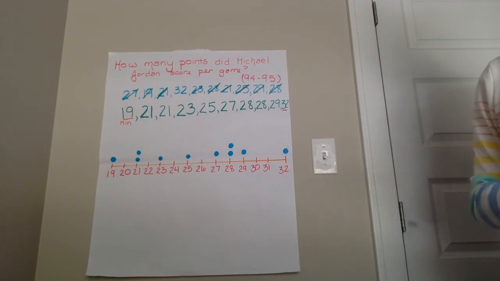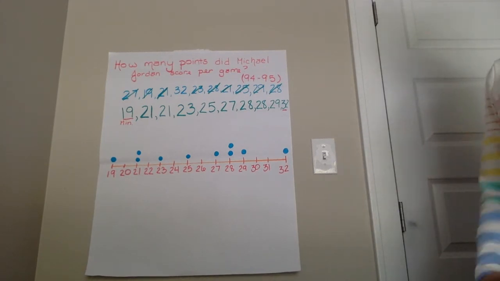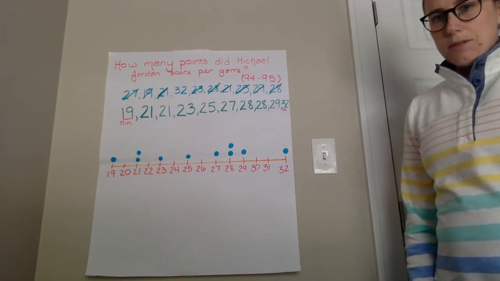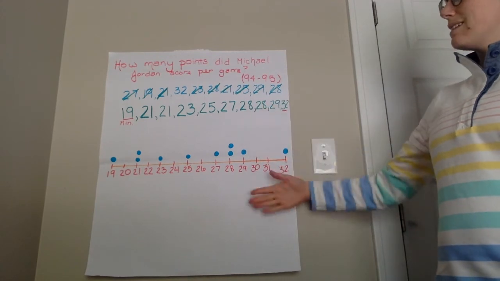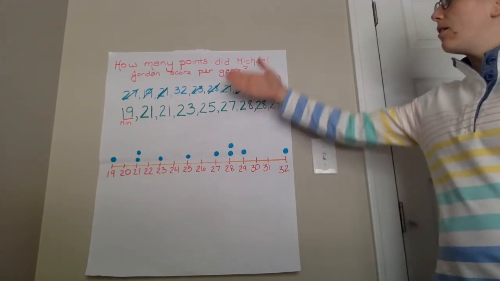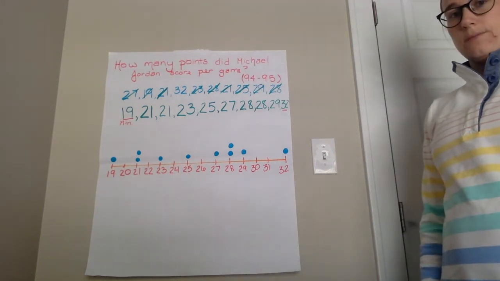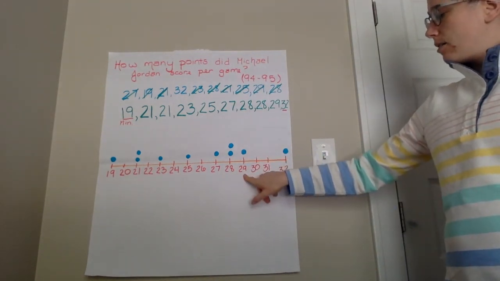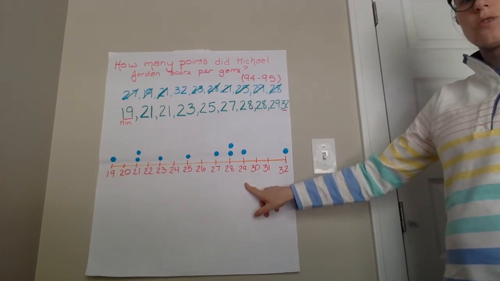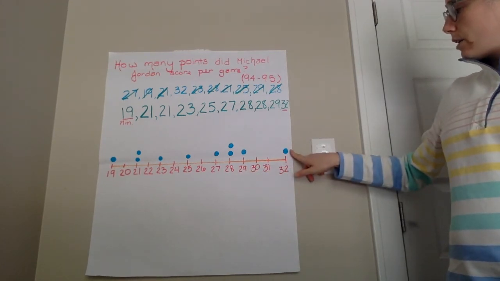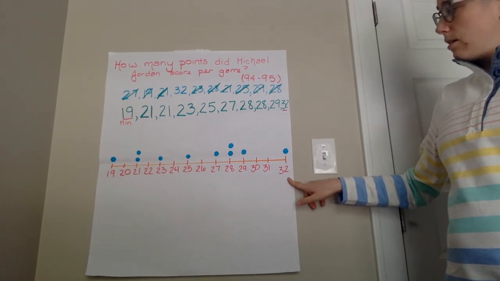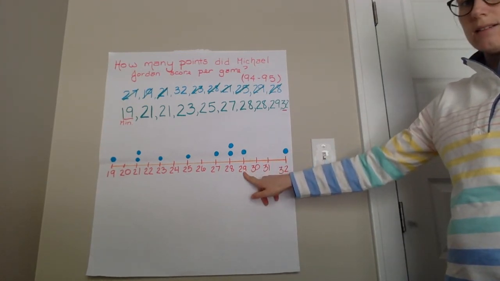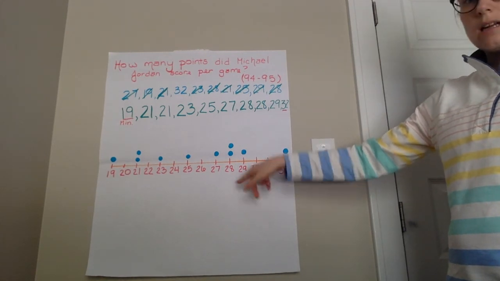My dot plot is almost done. There is just one other thing that I need to do, and that is to give this dot plot a title. This dot plot means nothing if I don't know what it's about. So, what is this dot plot about? It's about the points Michael Jordan scored, right? Each dot represents how many games he scored this many points in. During one game, he scored 32 points. During one game, he scored 29. During 2 games, he scored 28, and so on.